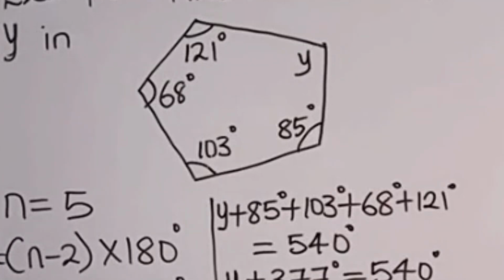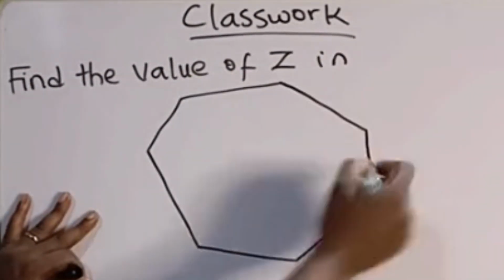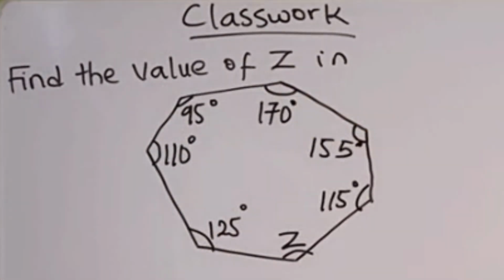We also have to look at some exterior angles of a polygon. So this is the question. Find the value of z.